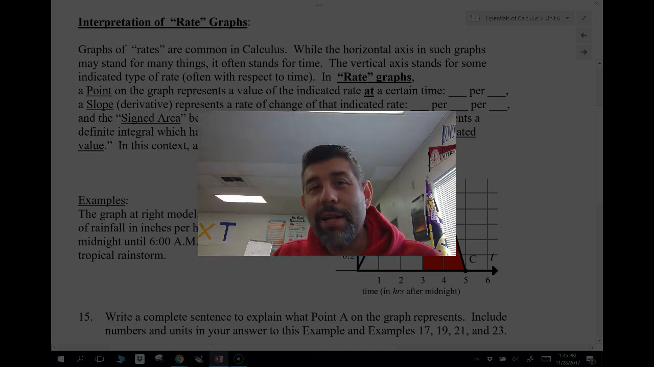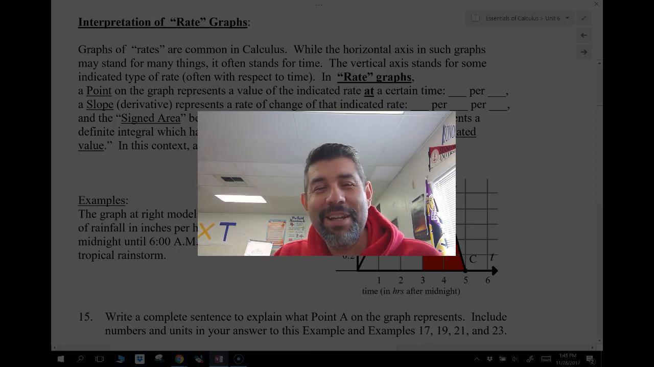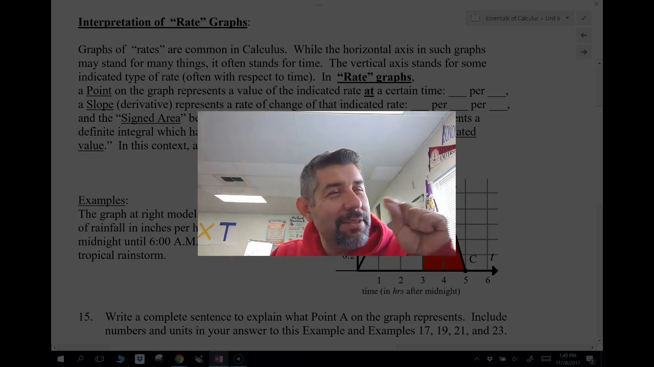Do you really want to look at rat graphs? Probably not. Calculus. We're gonna little cheeses, little cheese, big rats.